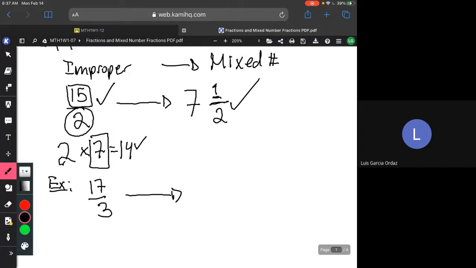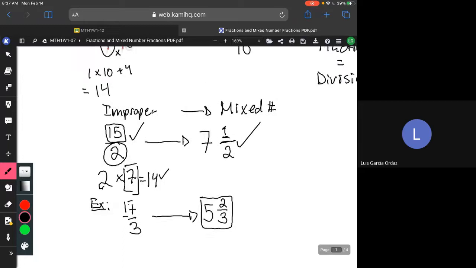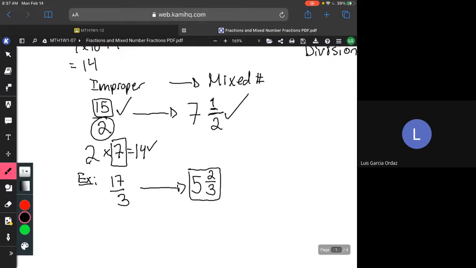Hey, Aaron, what's the answer? 15 and 2/3? 5 and 2/3. Was anyone else able to get 5 and 2/3? Yes or no? Okay. So now, copy this, and then we'll move on to the next thing. I think this lesson's pretty short today.